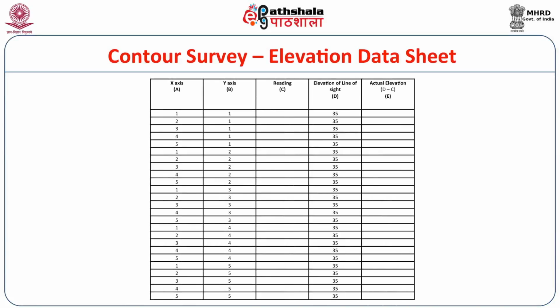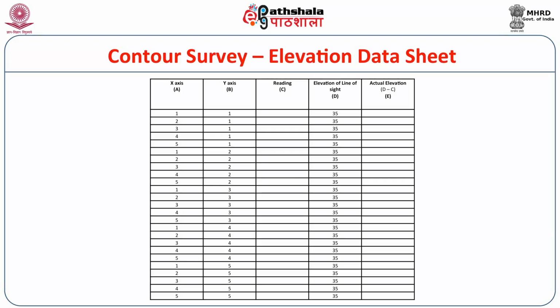So, these readings which are taken in the field are entered into a data sheet. So, we have to prepare the data sheet before starting the survey. Usually the data sheet will have 5 columns. The first column A is X and the next column B is Y, and the third column is usually left blank for taking the measurements using the dumpy level.